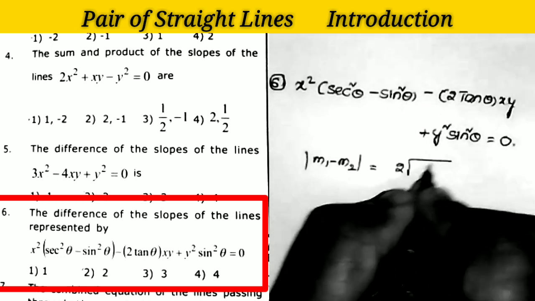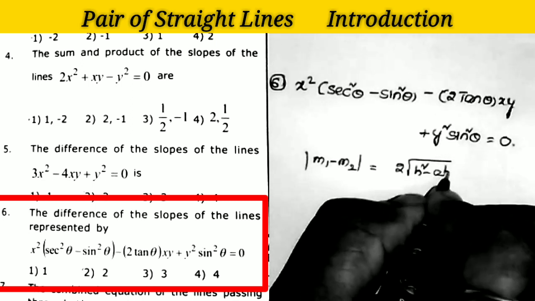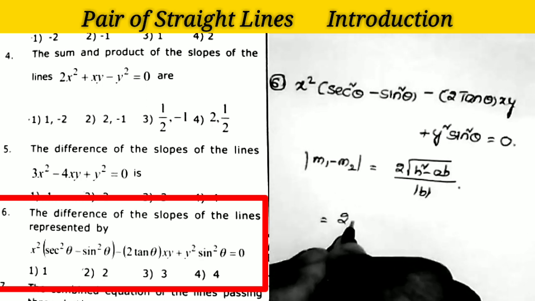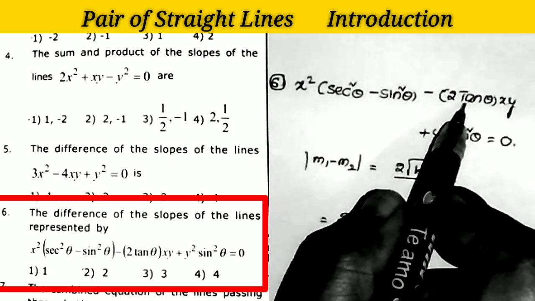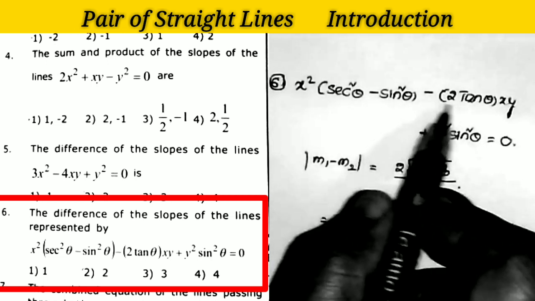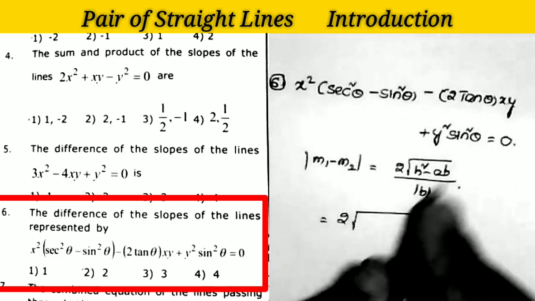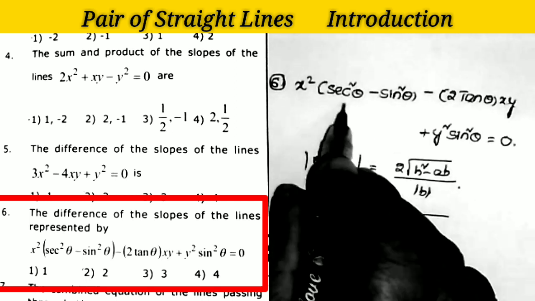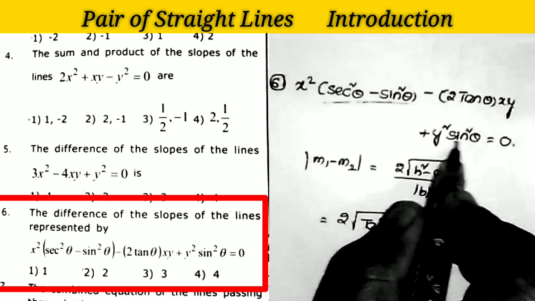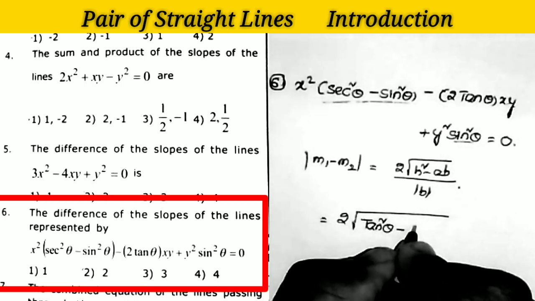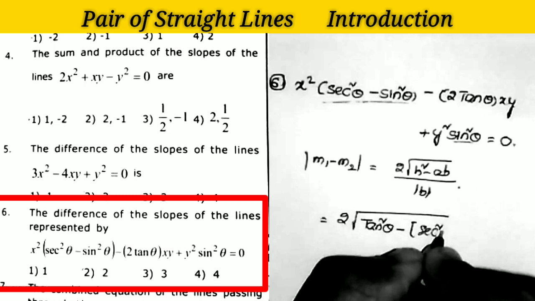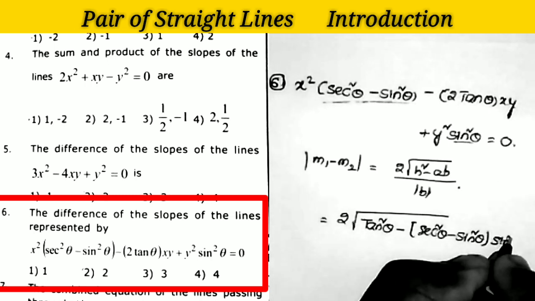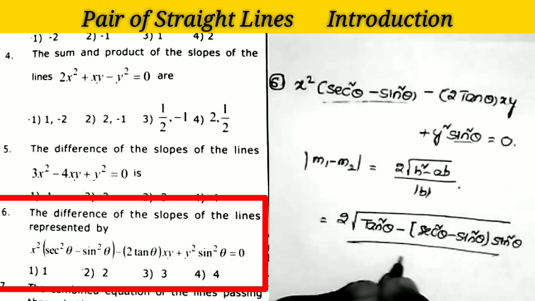Now what is the formula here? Already I told you this one: 2√(h² − ab) / |b|. Now replacing the values, 2 root h². What is h value? 2h = −2 tanθ, h = −tanθ. h² is tan²θ − ab. a = sec²θ − sin²θ, b = sin²θ. Now replacing the values here, (sec²θ − sin²θ) into sin²θ by modulus of b. What is b value? b = sin²θ.